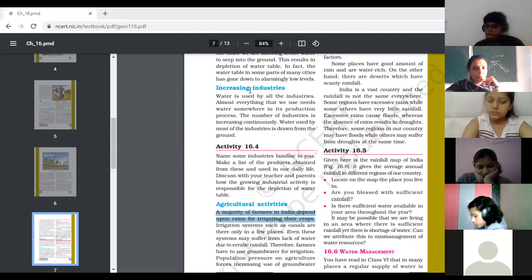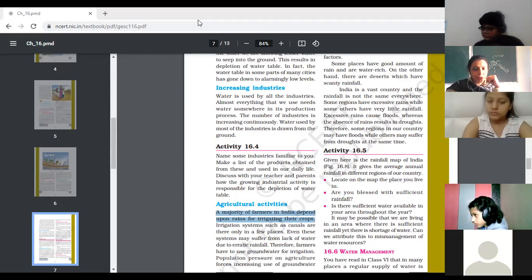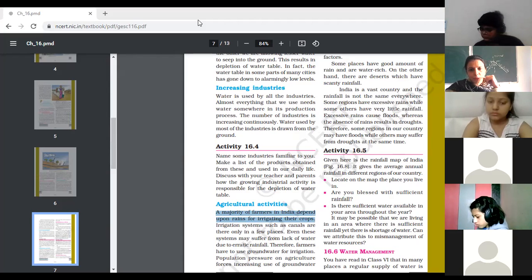What are we doing? We are cutting more and more trees because we need houses to live. That's why that area is deforested and reforestation is decreasing day by day. So these are the factors which are the reasons for the depletion of water table. Now children, let's see one of the videos.